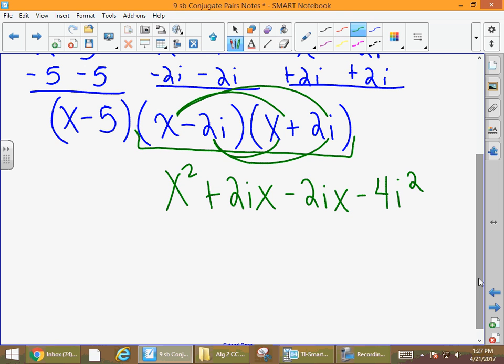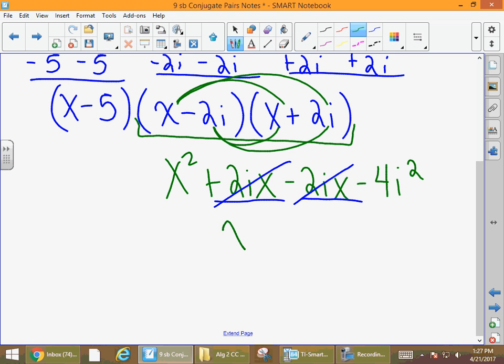Well, like I said, they don't cancel each other out, but something does cancel out in them. And that's the 2ix and the minus 2ix. Those are opposites. They cancel each other out. And what we're left with is x squared minus 4i squared. But what does i squared equal? Negative 1.